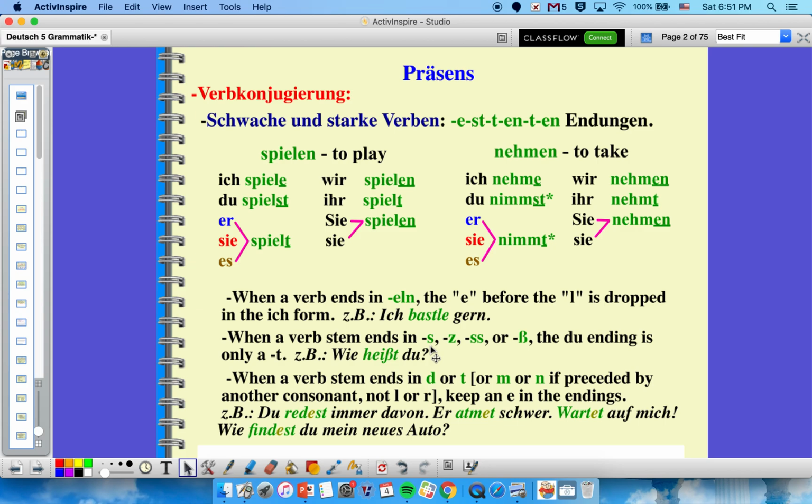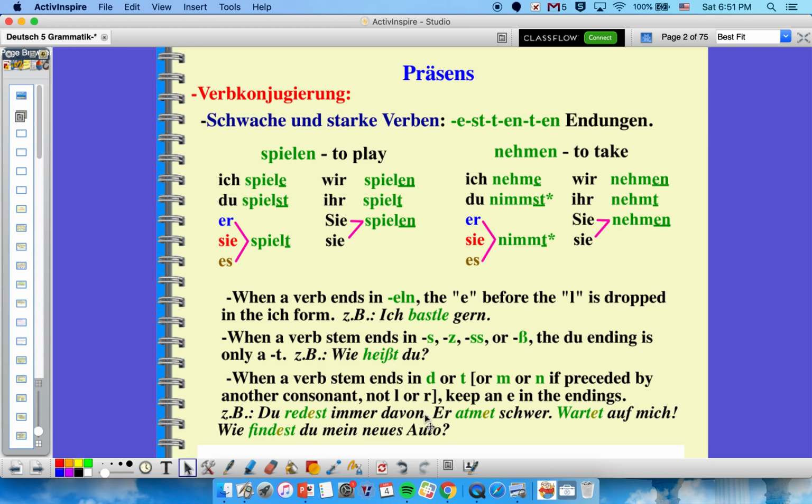The next little nitpicky side note is that when a verb stem ends in an s sound, anything that sounds kind of like an s, then the du ending is only going to be a t, because it would just be redundant to stick another s right there. For instance, in heißen, it's wie heißt du.